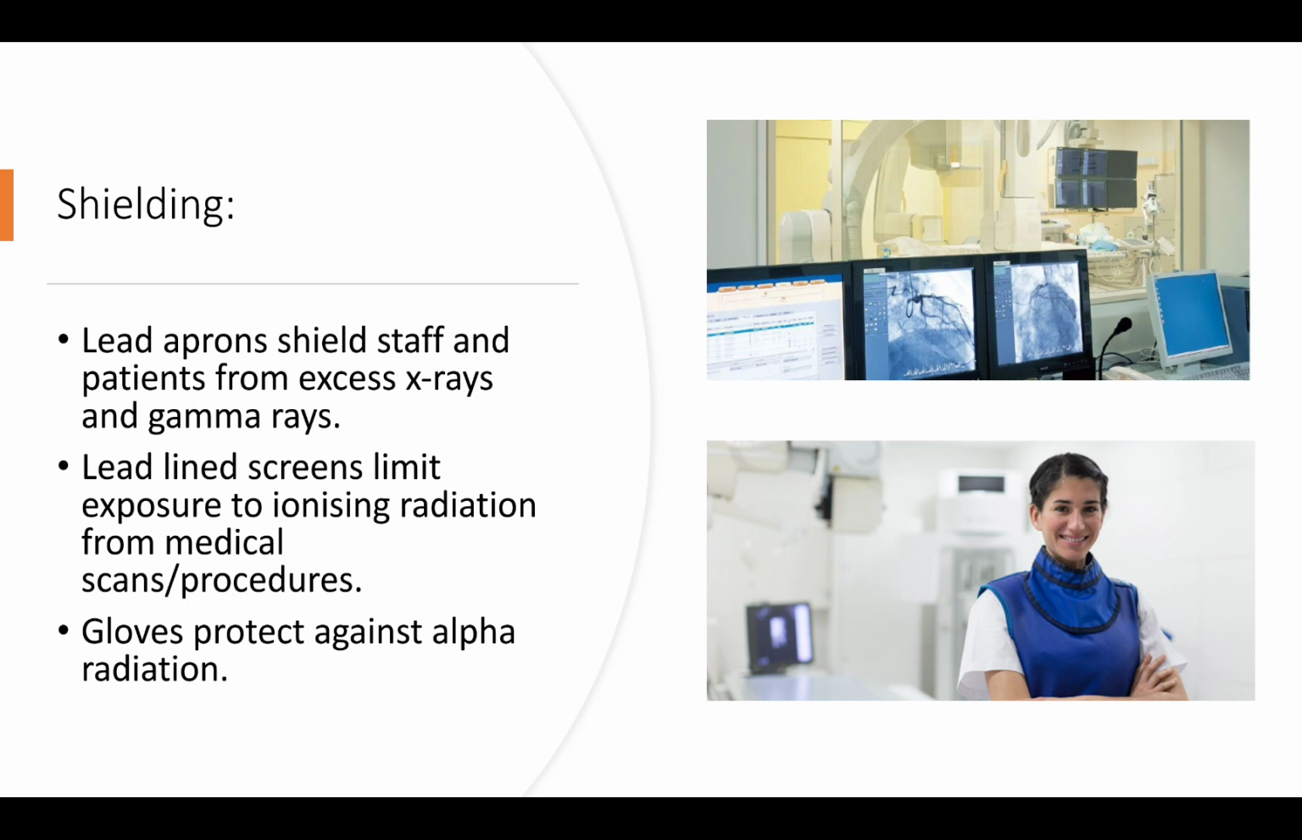Gloves aren't very useful against beta or gamma radiation because beta can obviously travel. You need aluminium to stop beta or several meters of air, and to stop gamma you need lead or several meters of concrete. So gloves will not stop beta and gamma, but they are effective against alpha radiation.